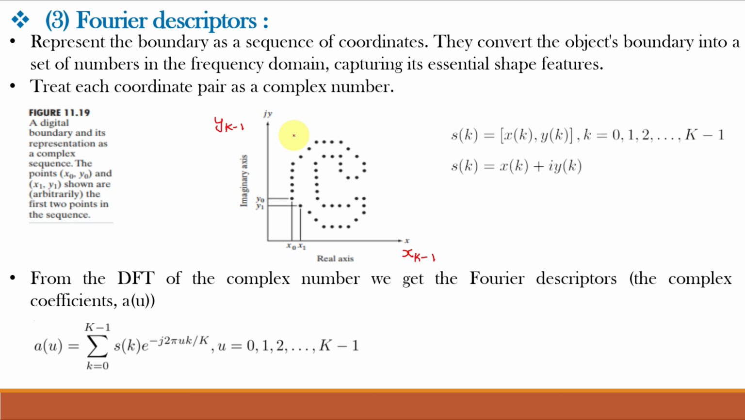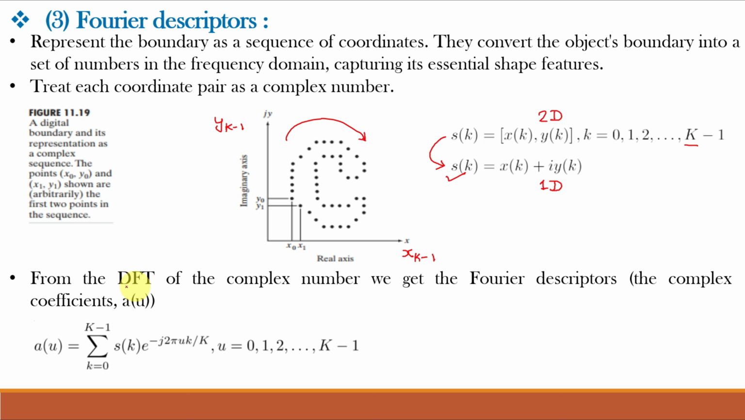As usual, we are traversing the boundary in the clockwise direction, and we can also write sk like this: sk is equal to xk plus i yk. That is, we are writing our x coordinate as the real value and y coordinate as the imaginary value, forming a complex number. By doing this, we have converted this two-dimensional parameter into a one-dimensional parameter. And now we will find the discrete Fourier transform of this sk, which is in one-dimensional representation.